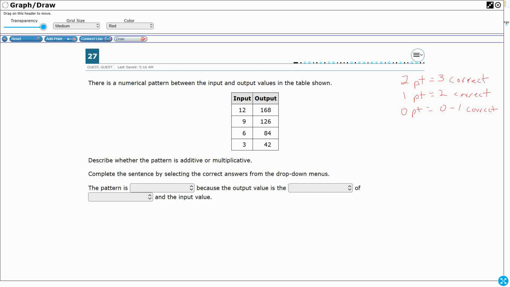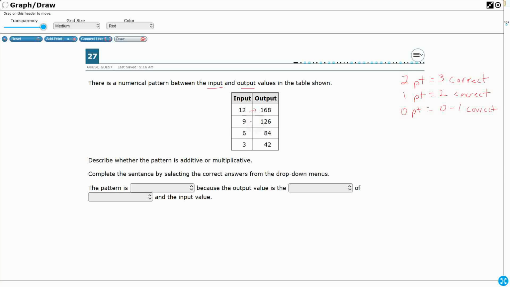So let's see, there's a numerical pattern between the input and the output. So when they say the input and the output, we're looking side to side. And sometimes we get tricked because we want to look up and down. But whenever we have 2 different columns like this, input, output, technically they can make it 2 different rows, but usually it's going to be 2 different columns, 2 different values, input, output. It might be time and money if it's a real world problem. You're going to look between the 2 different values. So we need to first describe whether it's additive or multiplicative. So how do we do that?